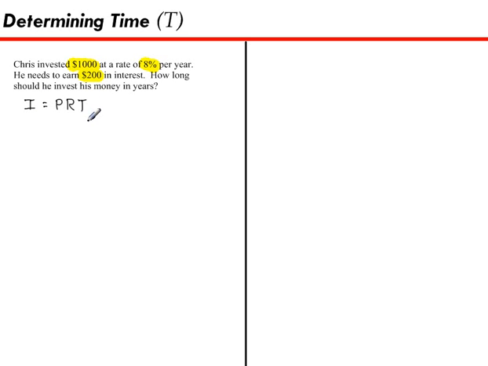Let's go ahead now in step 1 and list our givens. The first number we've highlighted is $1,000, and that's the amount of money that Chris started off with. Well, the amount of money we start off with is called the principal, or P in the simple interest equation, and that's going to be $1,000. The next highlighted number is a percent, 8%, and it's the rate of growth, which is R. And the last highlighted number is $200, and that's the interest. That's how much the principal has grown by.